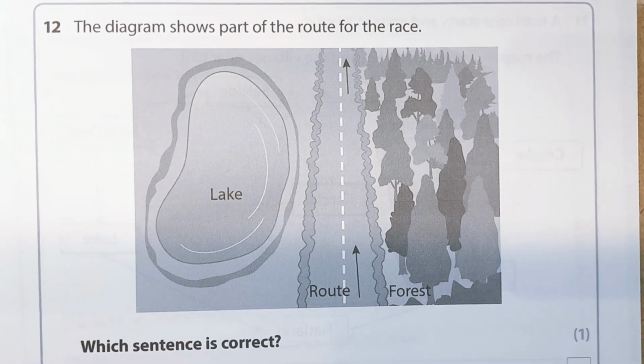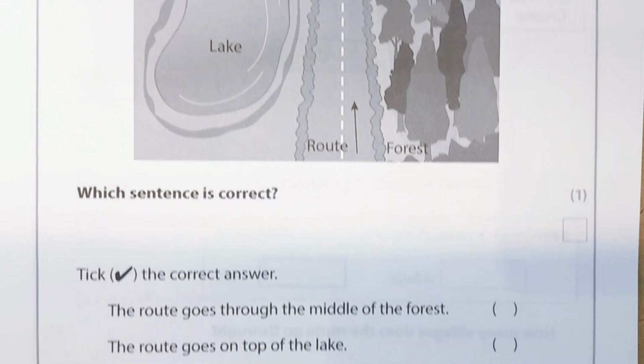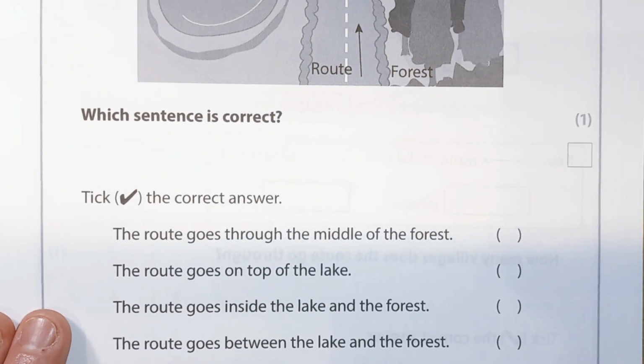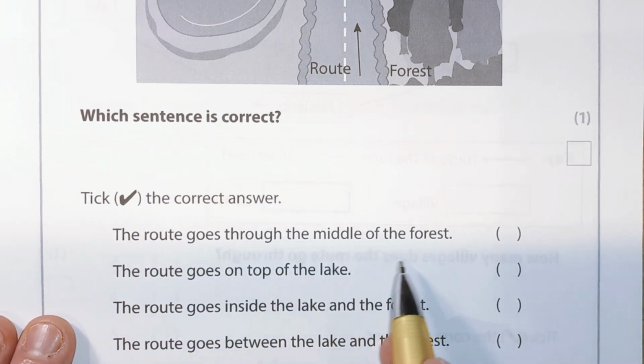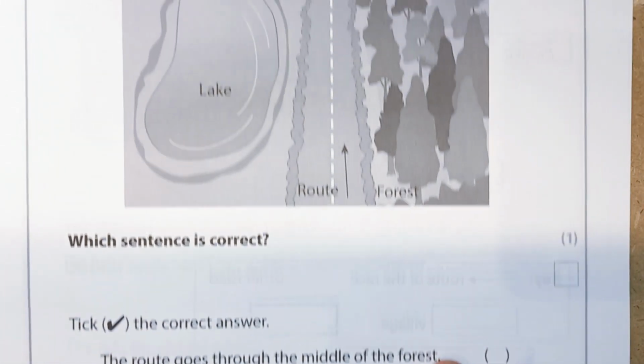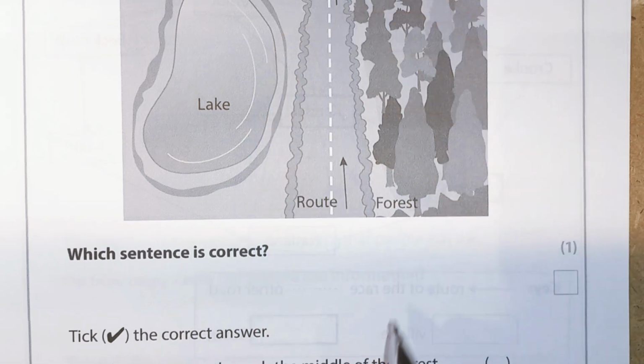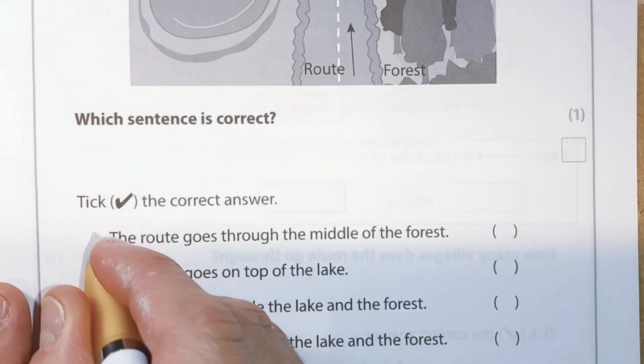12. The diagram shows part of the route for the race. Which sentence is correct? And we've got four sentences down here. It says which sentence is correct, so it's just one of them. The route goes through the middle of the forest. No, the forest is over here. It's not going through the forest. So it's not that one.